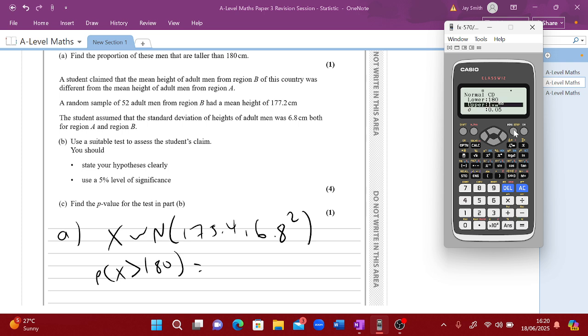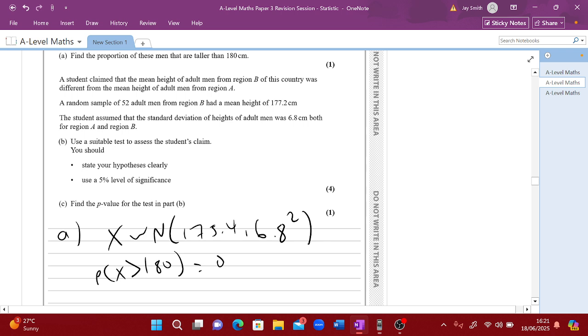So for the upper, you just call it a big number, say 10 to the 50. That's a very, very large number. It's basically infinity. If you have no lower limit, it would basically be negative infinity, so it's about negative 10 to the 50. But as the standard deviation was 6.8, not 6.8 squared, because it's just asking for sigma, not sigma squared, remember that. And the mean is 175.4. And so our probability would be 0.24937, and so on.